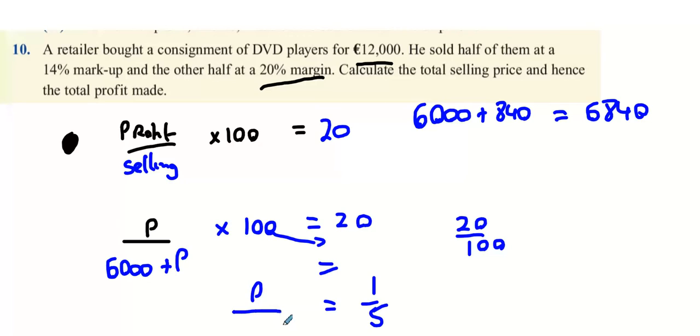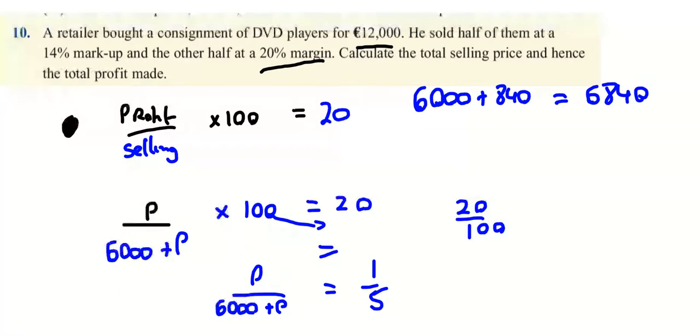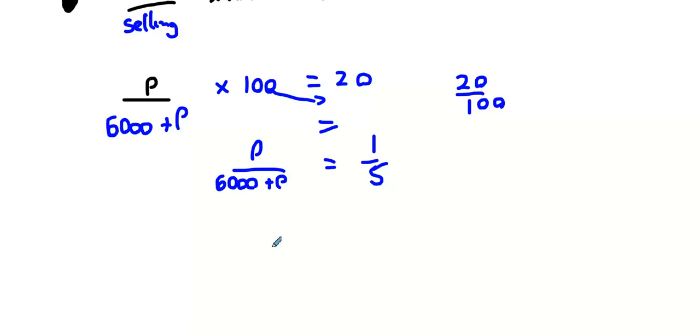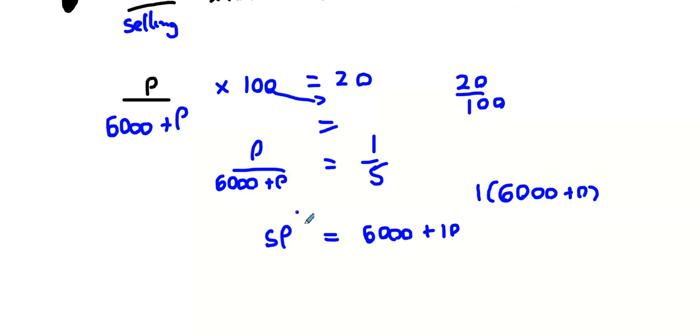Then we have P over 6,000 plus P. Now we're going to cross multiply. 5 times P is 5P. Division of 5 on the right is multiplication of 5 on the left. Division of 6,000 plus P on the left will be multiplication of 6,000 plus P. So it's going to be 1 times 6,000 plus P, which is simply 6,000 plus P. Bring the 1P to the left, 5P take away 1P is 4P. 4P equals €6,000. Divide by 4, and our P value is 1,500.